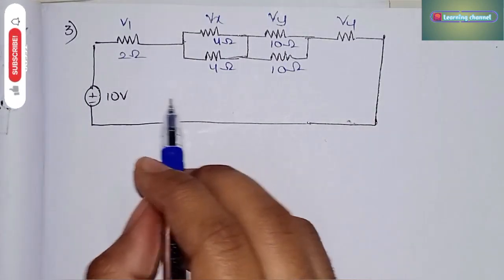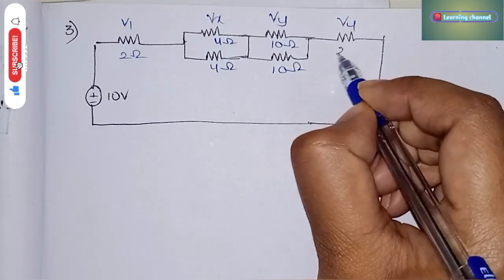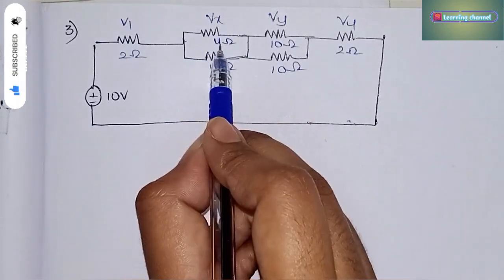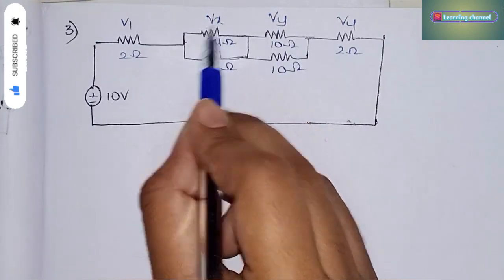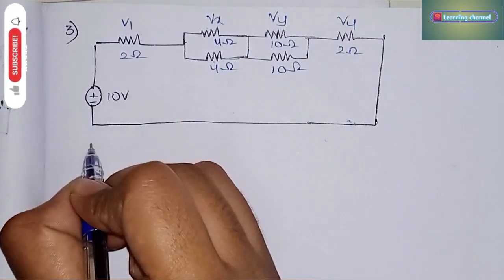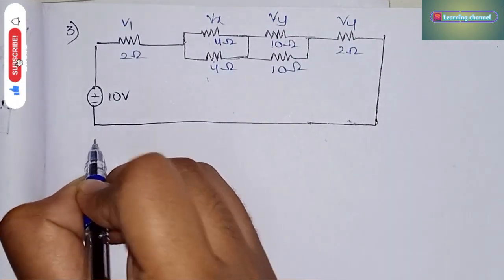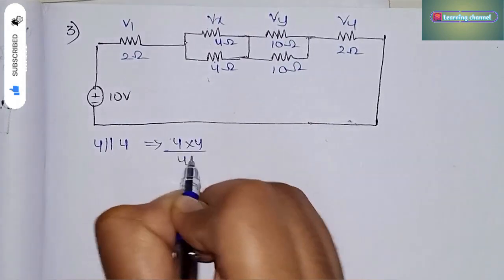Now the third problem. Here we have the circuit. It is the same as what we have done in the previous problem. First we have to find the overall resistance across here and here, so that we can find the Vx value and the Vy value. Firstly, these two resistances are in parallel, so the formula is: 4 is parallel with 4, so 4 into 4 by 4 plus 4.